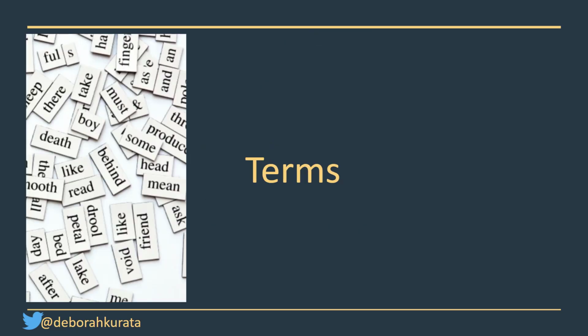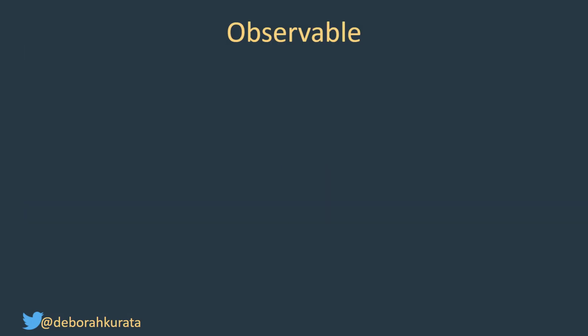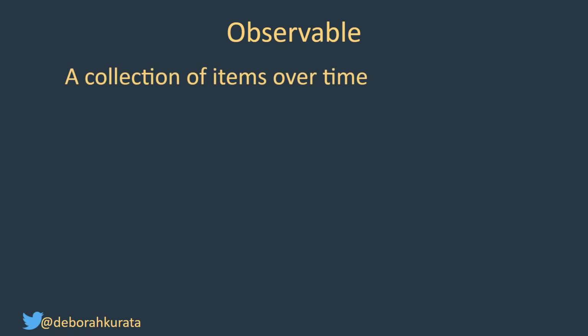But we're going to start with some terms first to make sure that we are all on the same page regarding our RxJS/Angular terminology. So the first term, of course, with RxJS is observable. And what is an observable? It's basically a collection of items over time.